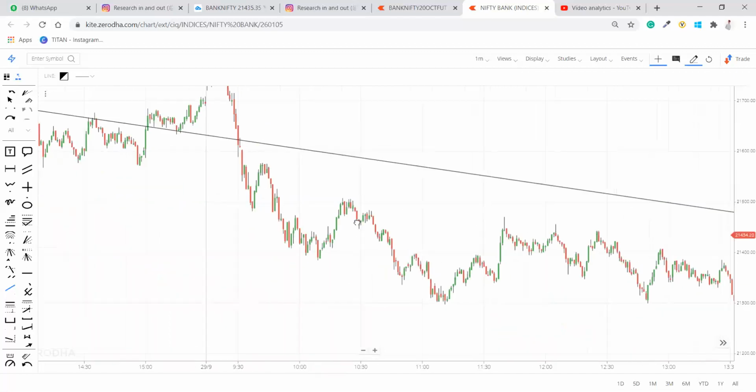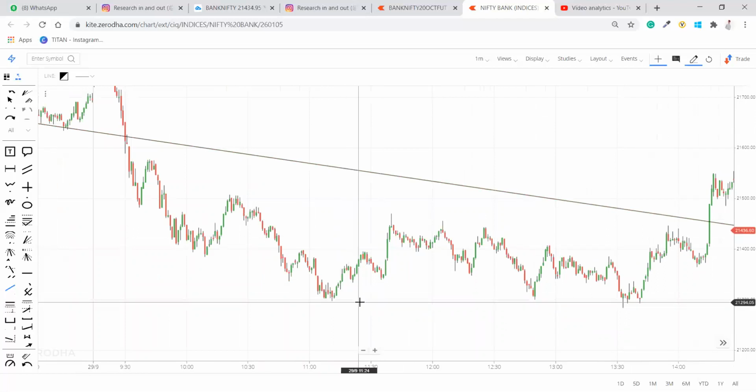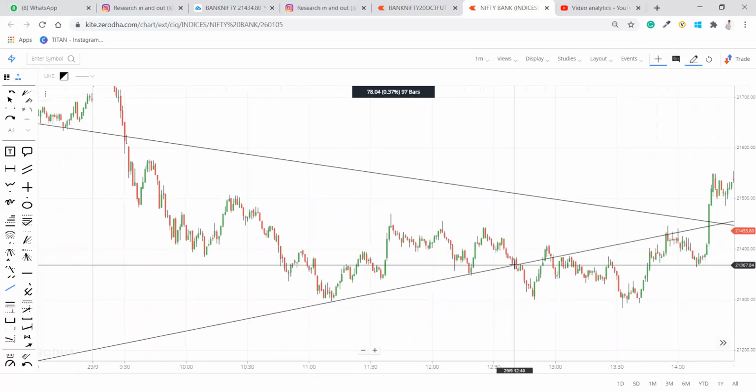And one more, I'll show you scalping for an uptrend. Let me show you. Let me join this point till somewhere here. This is the point. Okay, perfect.